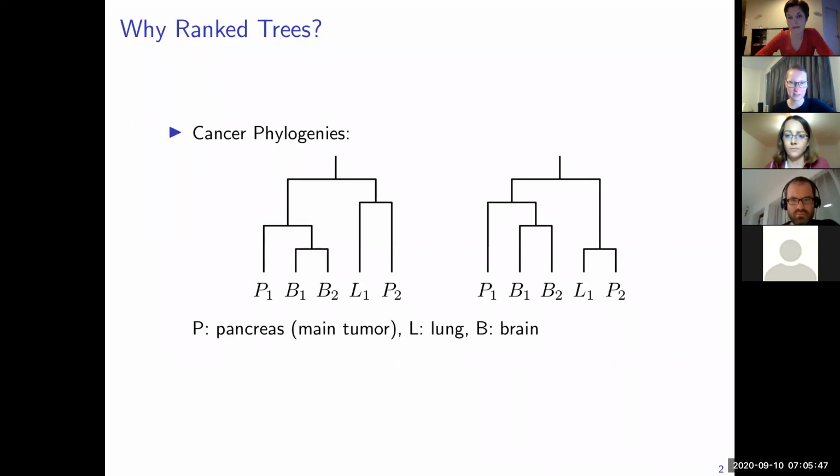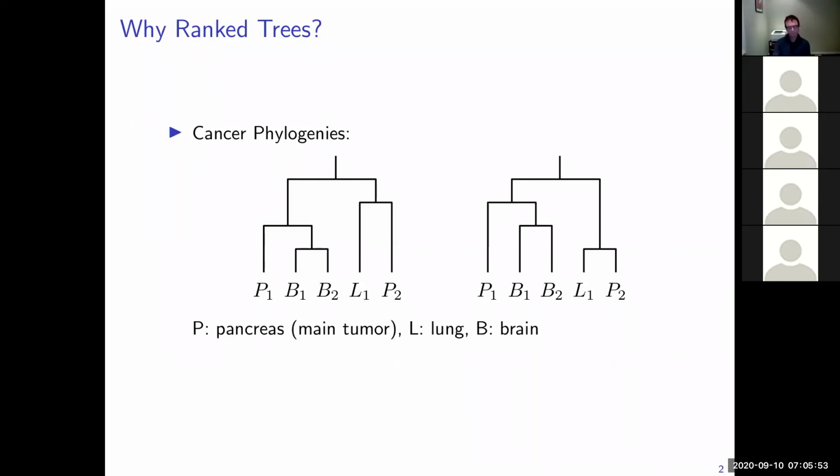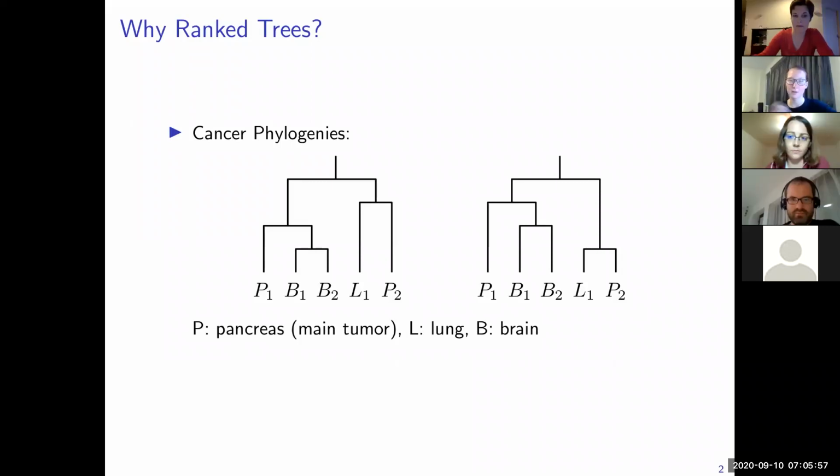So here you can see that on the left, first we have a metastasis growing in the lung, and then later on one comes to the brain, or a metastasis starts growing in the brain. But on the right, it's the other way around. First there's one in the brain and then the one in the lung. And this is important information if you want a treatment, for example. So the question of the ranking of the tree is important in this case.